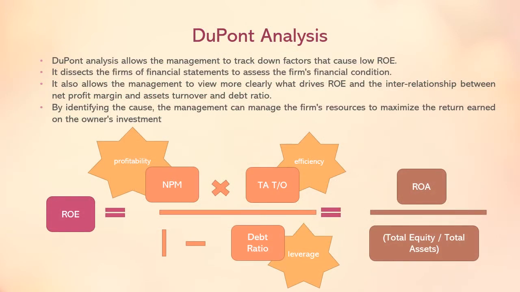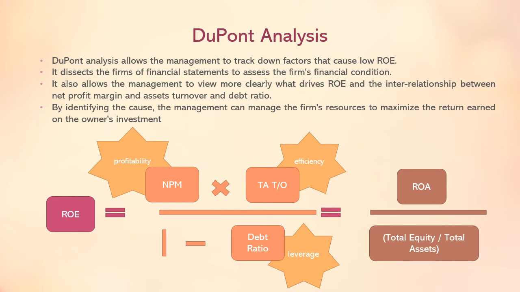Okay, so now we have covered all the ratios that you need to learn. Next, we look at the Dupont Analysis. So Dupont Analysis is just another way for us to calculate the ROE. Remember the ROE in the previous slide, where we calculate it using the net profit after tax divided by the total common equity. Dupont Analysis allows the firm to dissect the financial statements to assess the firm's financial condition.